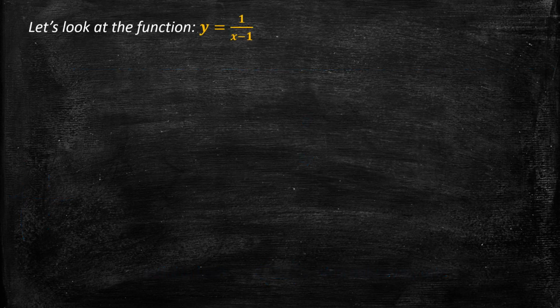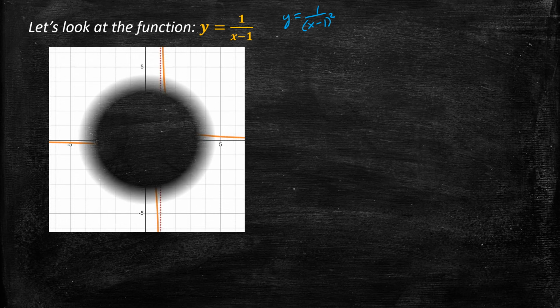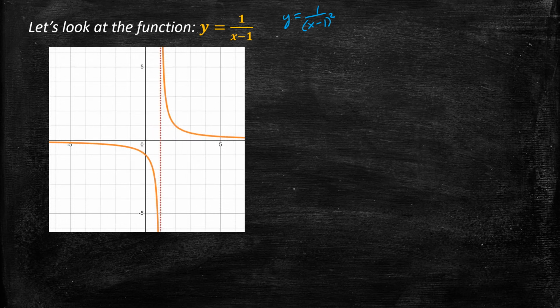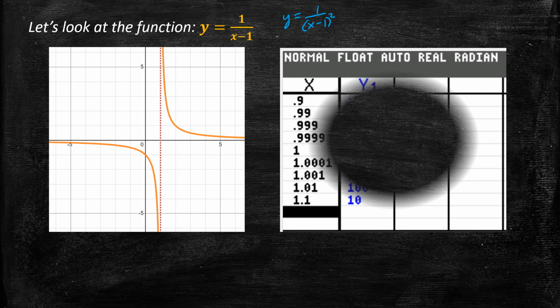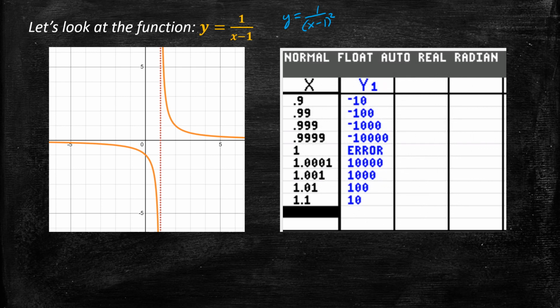So let's look at another example, the function y equals 1 over x minus 1. To compare, we were just looking at 1 over (x minus 1) squared. What happens to the graph if we remove the square? So we have what is called a hyperbola, and I've indicated with the red dotted line that there is a vertical asymptote there. And here's the table to help us in our analysis.